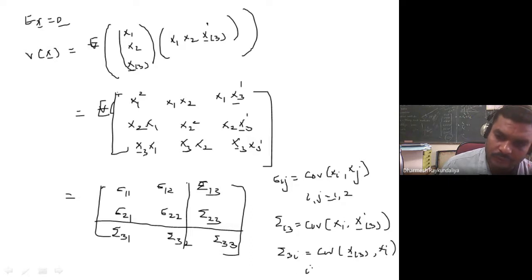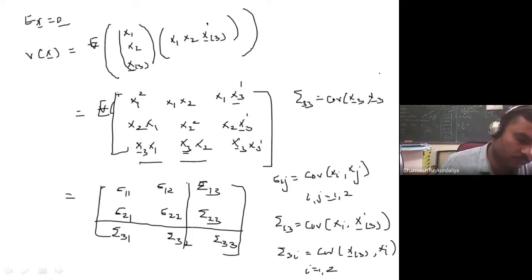In both cases, i equals 1, 2. So if I say that i equals 1, sigma 31 is nothing but the covariance between x3 and x1. This is the covariance between x3 and x2. And sigma 33 is simply the covariance between x3 and x3, so it is the expectation of x3 x3 transpose.